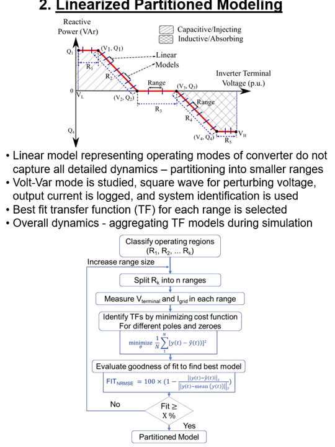The base transfer function representing each smaller range is selected based on the goodness of fit and the complexity of the model, with the metrics being normalized root mean square error and percentage fit. So the overall dynamics of the switching converter is captured by aggregating the transfer functions during the course of simulation. This process is repeated for each range of voltage magnitude, and all transfer functions are selected.